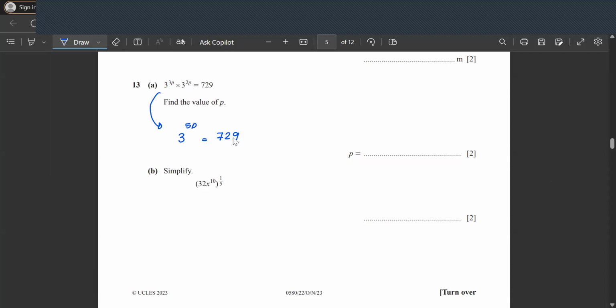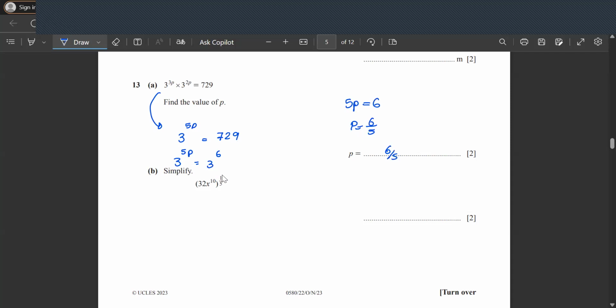Now, to get the power, I have to make the other one 3 power what? 729 equals 3 power what? You have to memorize these numbers. Equal 3 power 6. Yes. So the base equal the base, so the power will be equal the power. So from here, b equals 6 over 5.